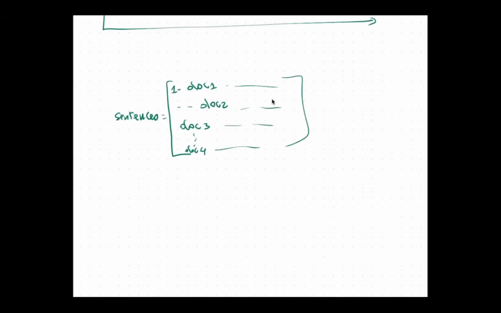So initially, I have my set of documents, where we have document 1, document 2, document 3, and so on. So these are documents or just sentences. Okay, so what we do next is that we perform the embeddings.